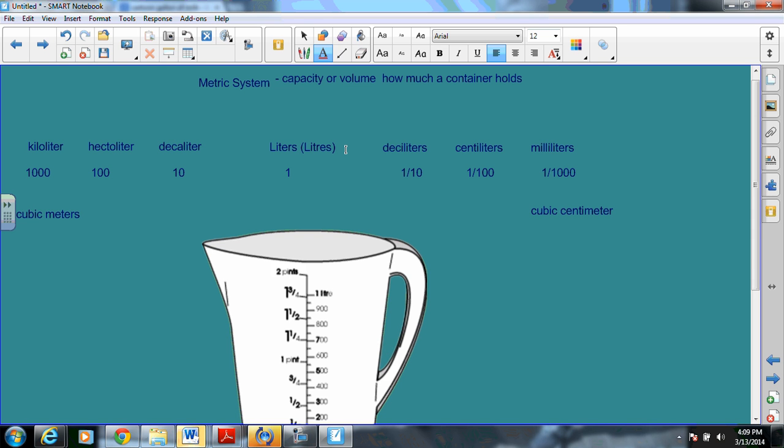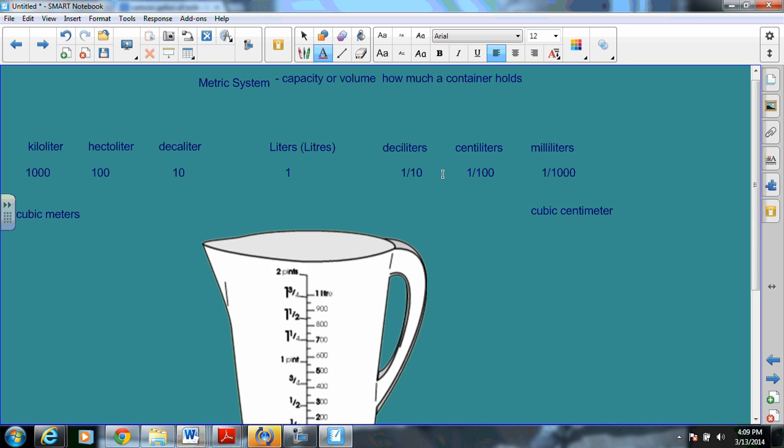So there are liters, and if I go to the left, they get larger. So we have decaliters, which are 10 liters, hectoliters, which are 100 liters, and kiloliters, which are 1,000 liters. And if we move to the right, we have deciliters, which is 1/10. That means 1 of the 10 equal parts of a liter.